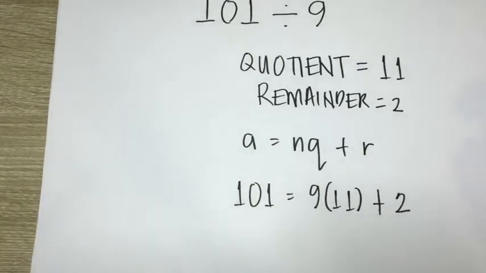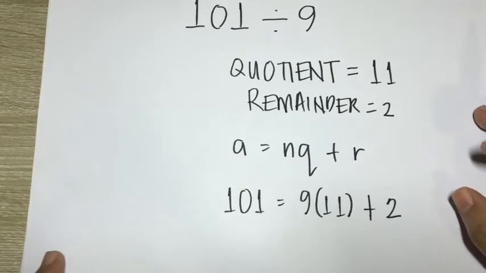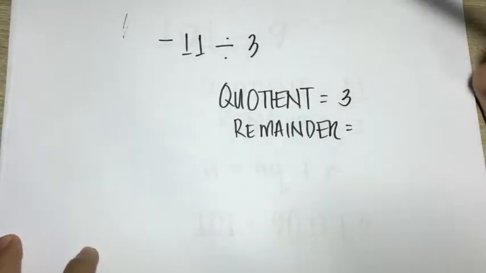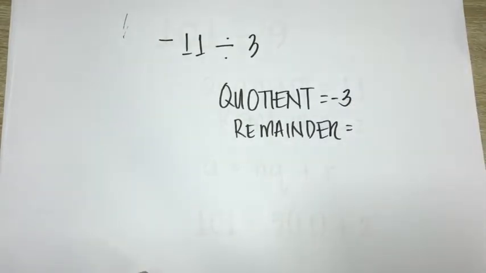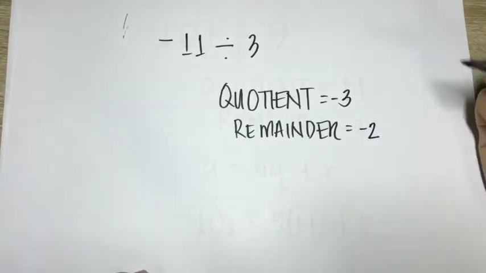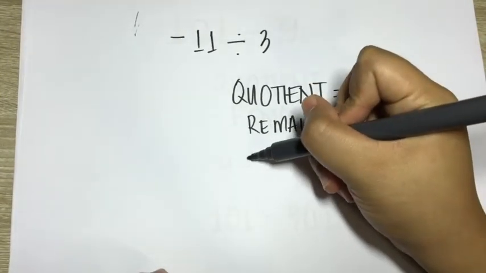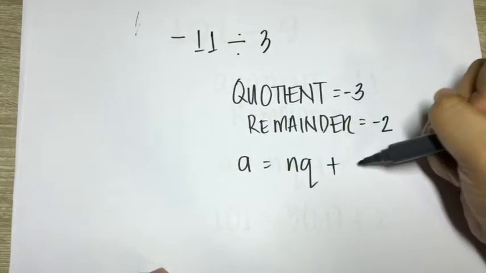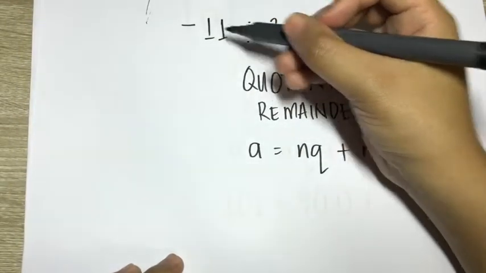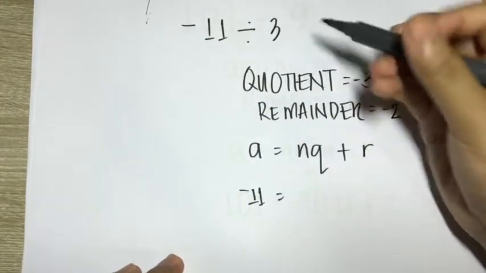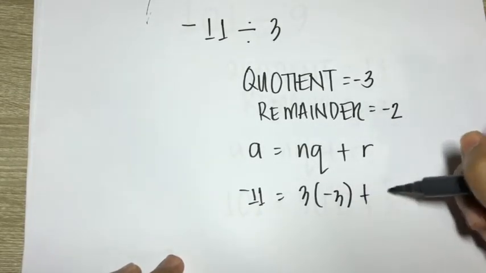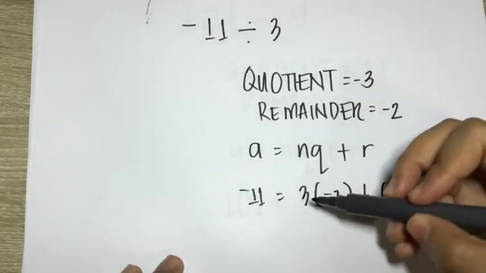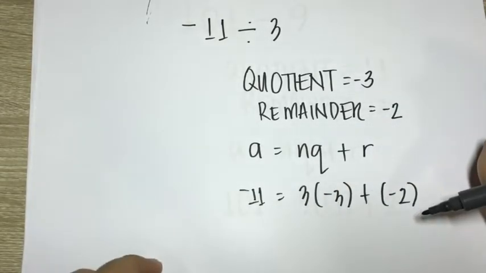Now, what if we're asked to determine the quotient and remainder when negative 11 is divided by 3? Most often than not, the students will give me the quotient, let's say, which is equivalent to negative 3, and then the remainder will be equivalent to negative 2. If we follow the syntax of A is equal to NQ plus R, then the dividend is negative 11, our divisor is 3, the quotient is negative 3, and the remainder is negative 2. So we have satisfied the given expression.